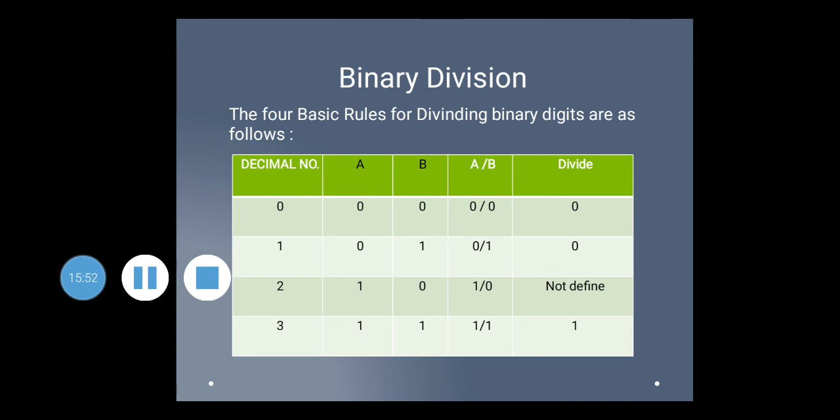Then the next row, A is 0 and B is 1. So 0 upon 1, answer is 0. Third row, 1 divided by 0. Now here you have to remember 1 is on the numerator side and 0 is on the denominator side. So 1 divided by 0 is actually infinity and that is not defined. So here it is written not defined. The last, A is 1 and B is 1. So 1 divided by 1 is equal to 1.